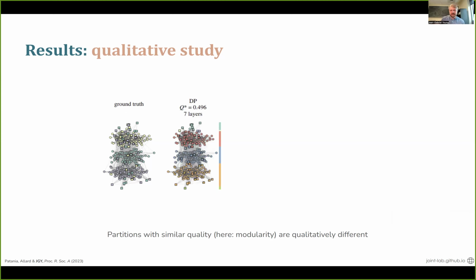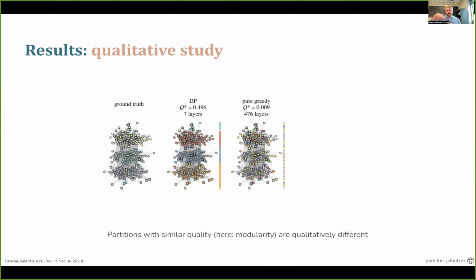And so we apply the dynamic program, and we find 7 layers. The quality is 0.49. It's going to matter, so that's why I'm putting the number. And then there are a few extra layers that are handling a bit of noise in the structure, and that's fine. If you do pure greedy, where you just find the best cluster for nodes and you try to merge layers, but as soon as you can't, you stop, you get this solution that has 476 layers. So absolutely garbage. And modularity close to 0.